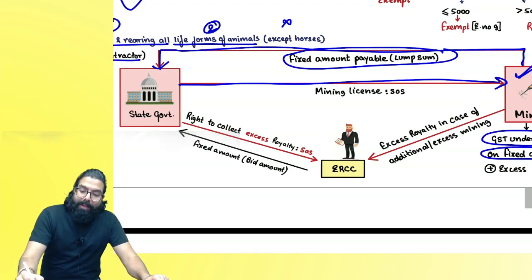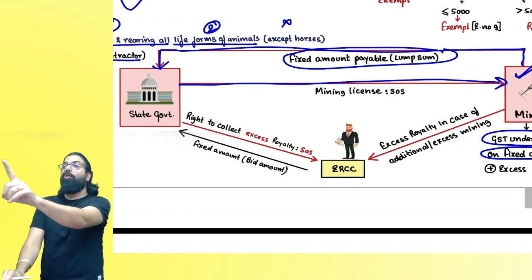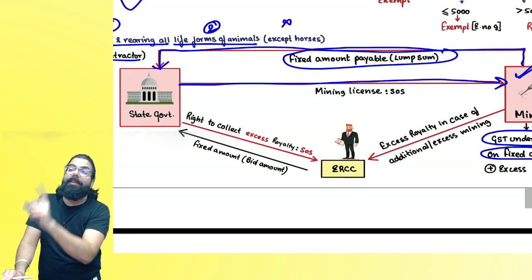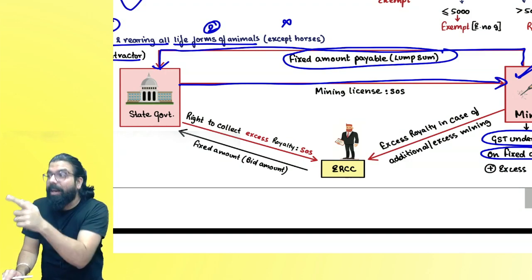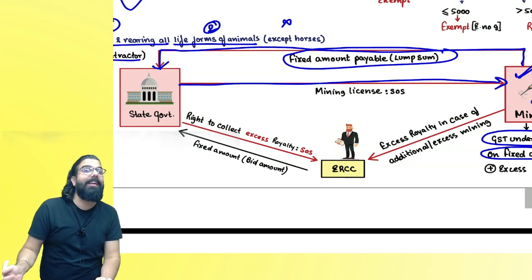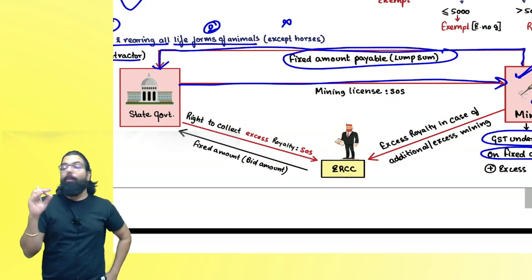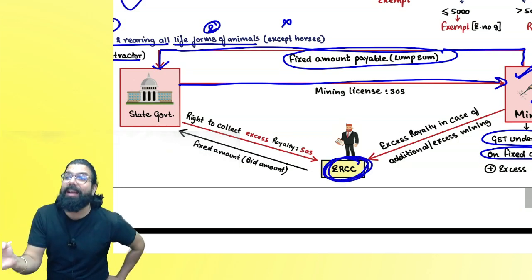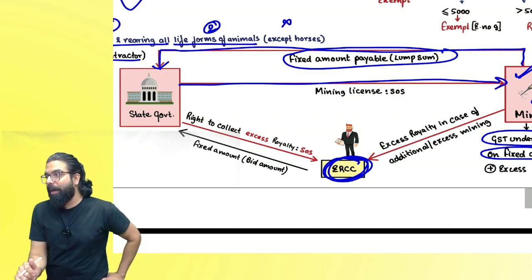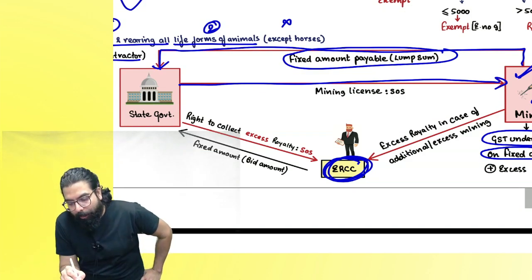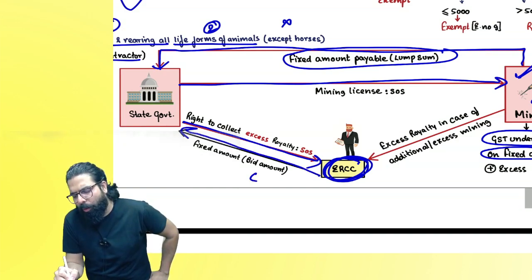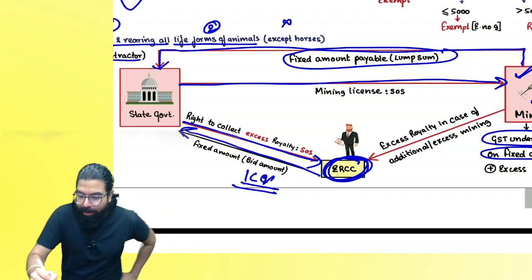Now, if he does any extra mining, he was told only to do 1 lakh ton of mining, and he did 2 lakh ton, meaning he has done extra mining. For extra mining, the government will not go to him and ask for extra money. Whenever extra mining is done, there will be one person known as the excess royalty collection contractor. Are we clear, everyone? The government gives him the right to collect the royalty and he tells the government, I will pay you 1 crore rupees per annum.